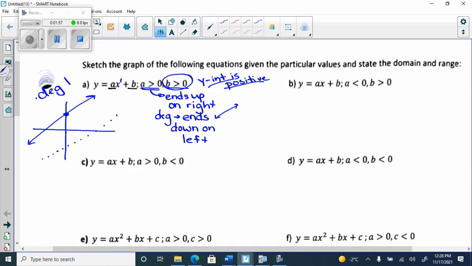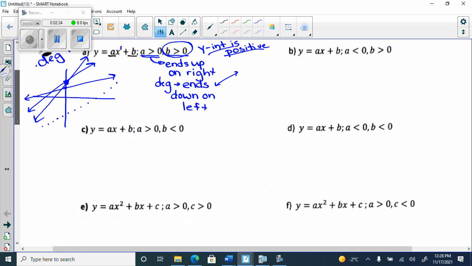So I could also go like this. Would this be good? Up on right, down on left, positive y-intercept. Would that still work? Yeah. So it can be even less slanted or it could be even more slanted. It could go like this. Up on right, down on left, positive y-intercept. All three of those would work for this instance, correct? So you're going to have the different variances between B, C, and D. We're going to go to E.